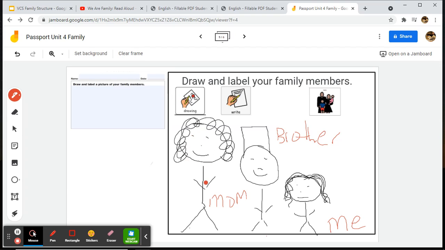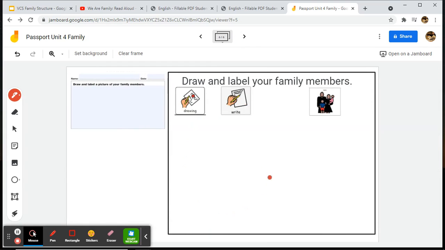And here's my model, a picture of a family. That way, students have a visual idea of what they're being asked to do and can use it as a reference. And then students would complete the assignment here on their own, or again with the help of a family member or a caregiver, or perhaps a paraprofessional in the classroom. So these are some ways that I would adapt the Passport for Social Studies lesson.